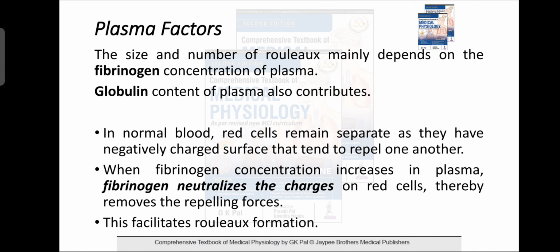Plasma factors: the size and number of the Rouleaux mainly depend on the fibrinogen content, and also the globulin content of the plasma, which contributes to the ESR. In normal blood, the red cells remain separate as they have a negatively charged surface that repels one another. When fibrinogen concentration increases in the plasma, fibrinogen neutralizes the charge on the RBC and removes the repelling force. So this facilitates Rouleaux formation.